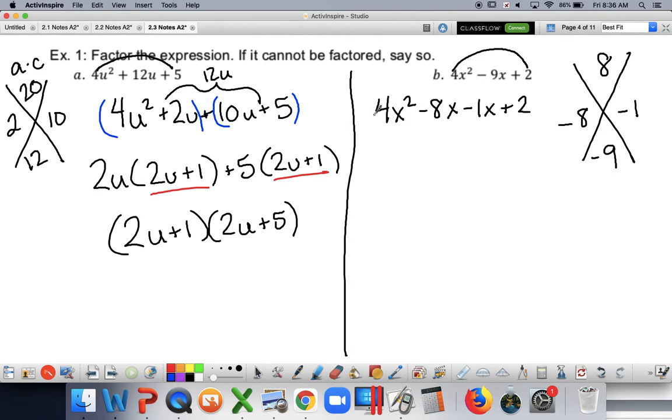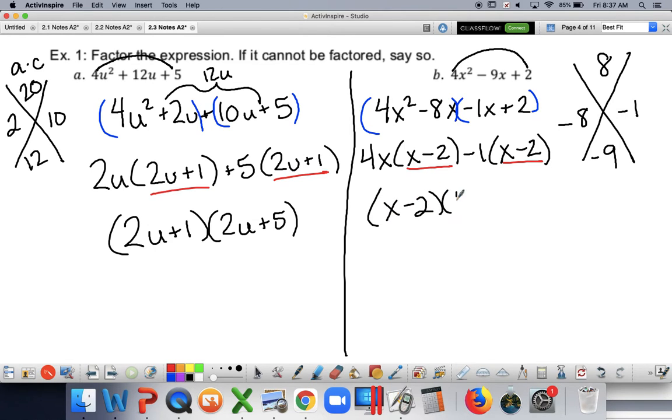I then group my front two and my back two terms, and I'm going to take out my GCF that's common up front. Now I know that when I factor something out of here, I need to wind up with an x minus 2. So I'm going to factor out a negative 1, so I do get x minus 2 and x minus 2. I then take out that common term of x minus 2, and I'm left with 4x minus 1. So I now am down to my factors. And if I want to check again, I would just FOIL back on through to make sure I get the right answer.